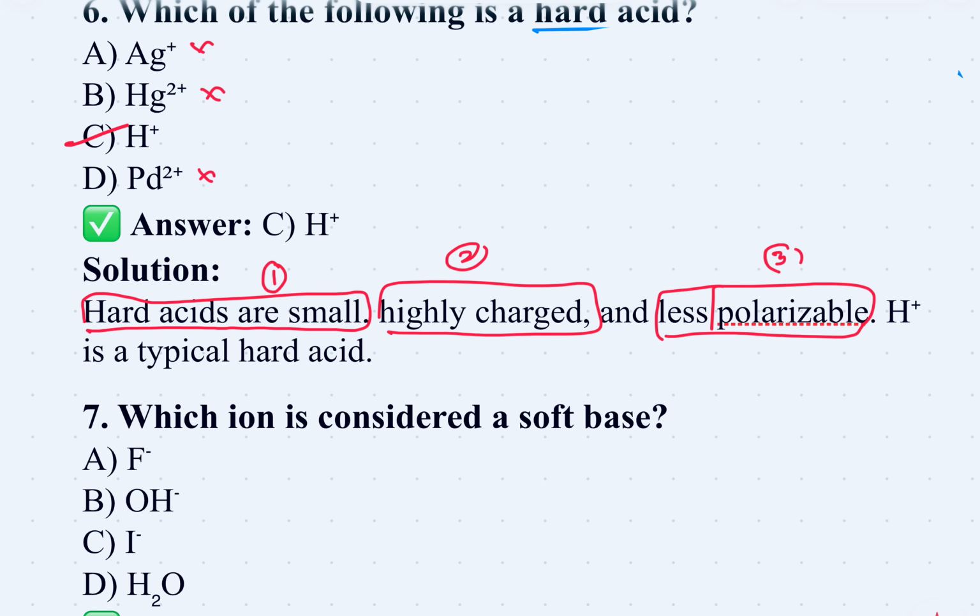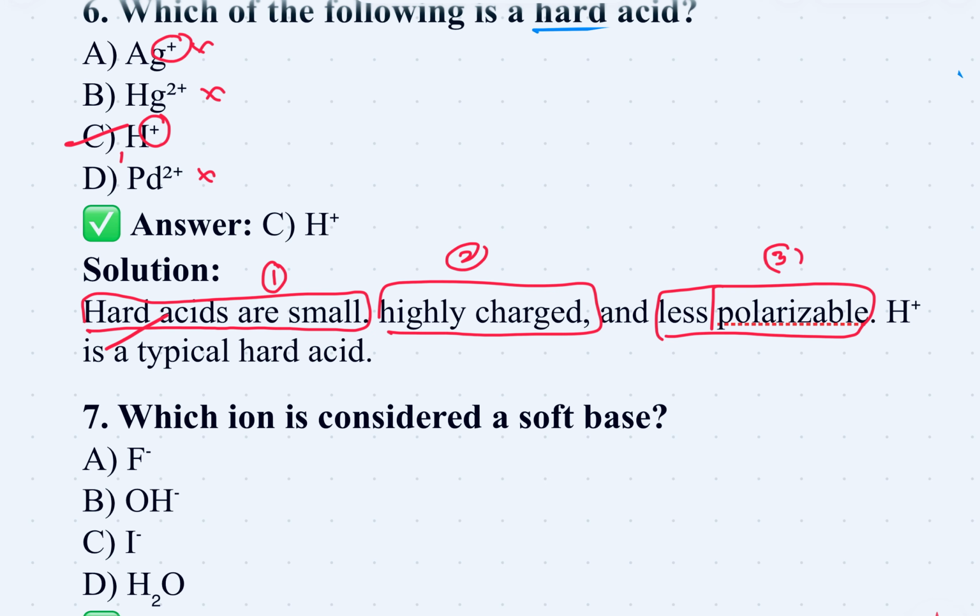In this comparison, see small size. Ag plus has atomic number 47, Hg is 80, palladium is also more than that, about 46, while hydrogen has atomic number 1. Very small size it is. So small size and highly charged. This is also plus 1, this is also plus 1, but compared to these big sizes, the charge density is much higher for this one. Therefore, this is highly charged and less polarized.